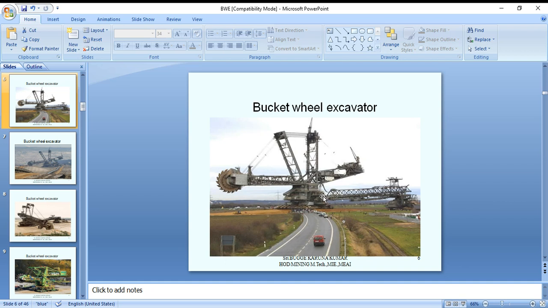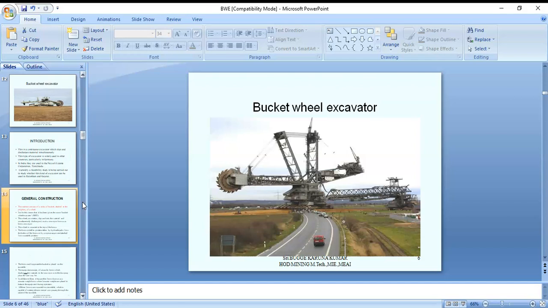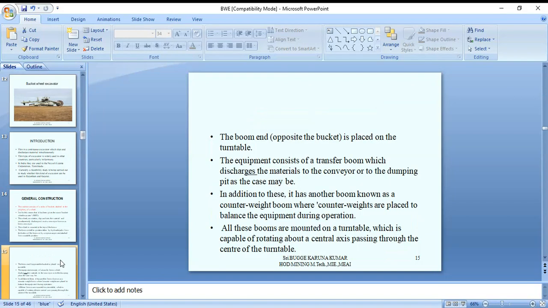Sometimes they will use a counterweight position because the superstructure has to balance the movement, and while the load is acting, force is acting here. So automatically it may fall in front. To avoid that, at the other end, the transferring point, there is the balancing boom. This is a balancing boom. In addition to these, there is another boom known as a counterweight boom, where the counterweights are placed to balance the equipment during operation.